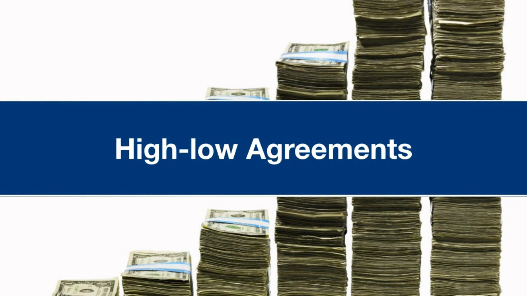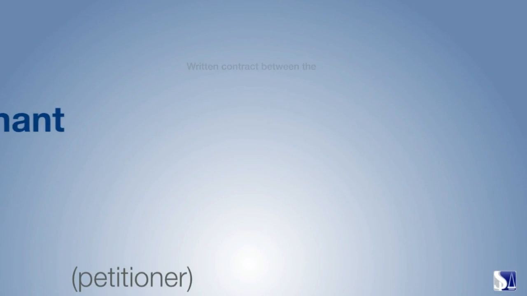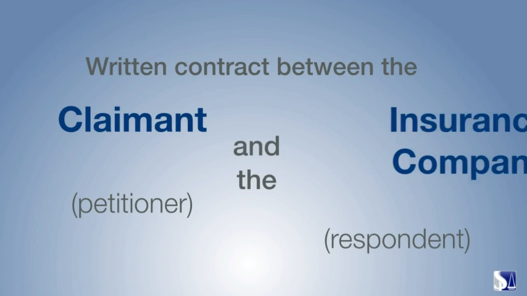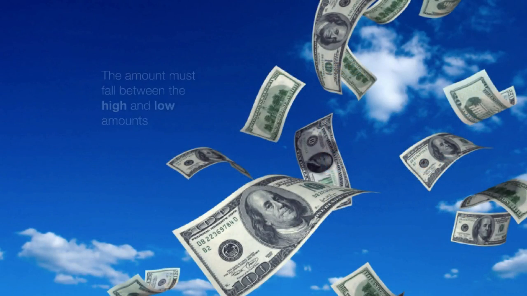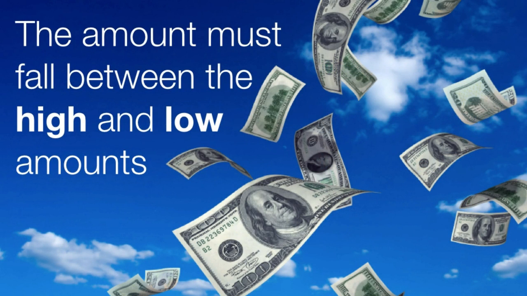So let's take a moment to discuss high-low agreements. When using binding arbitration to resolve a personal injury dispute, most insurance companies require a high-low agreement. They often won't submit to binding arbitration without one. A high-low agreement is a written contract between the claimant, known as the petitioner, and the insurance company, known as the respondent. Before arbitration begins, both sides agree to accept whatever amount the arbitrator finally decides, as long as it falls somewhere between the high and low amounts agreed to by both sides beforehand.